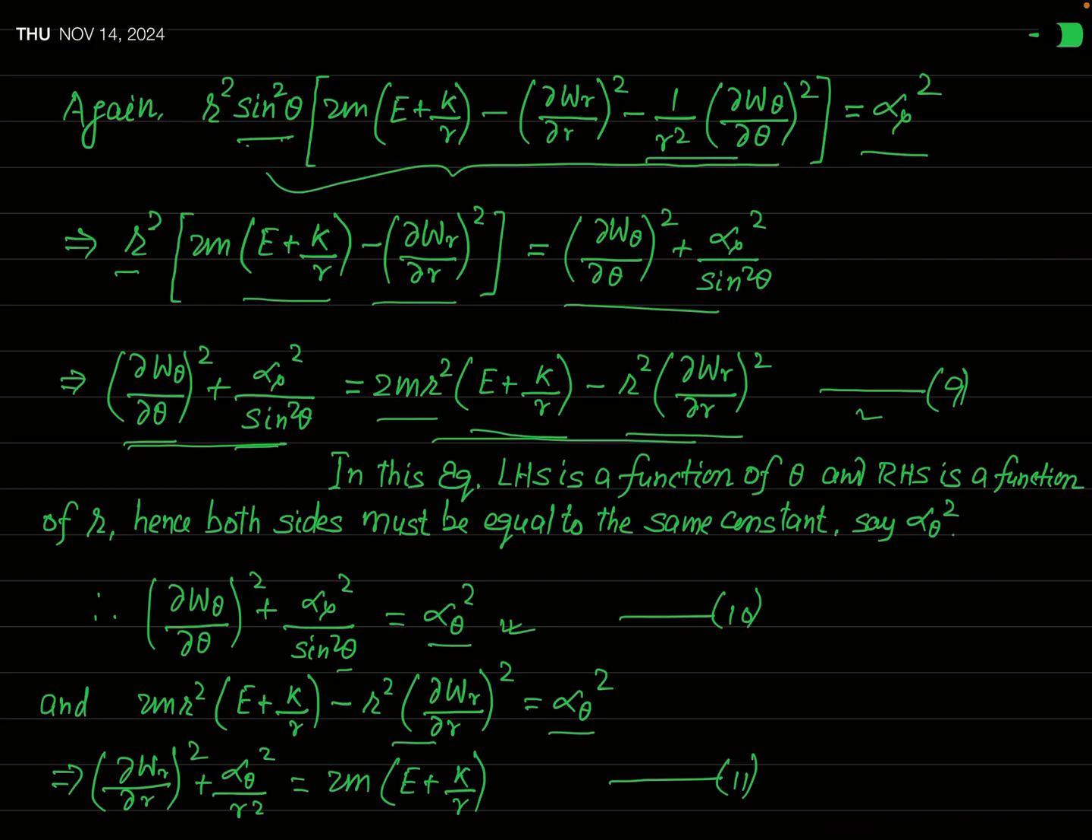Now let us simplify this second equation a little bit. You can see we can write (∂Wr/∂r)² + α²/r² equal to 2m times (E + k/r). You can see the algebra.